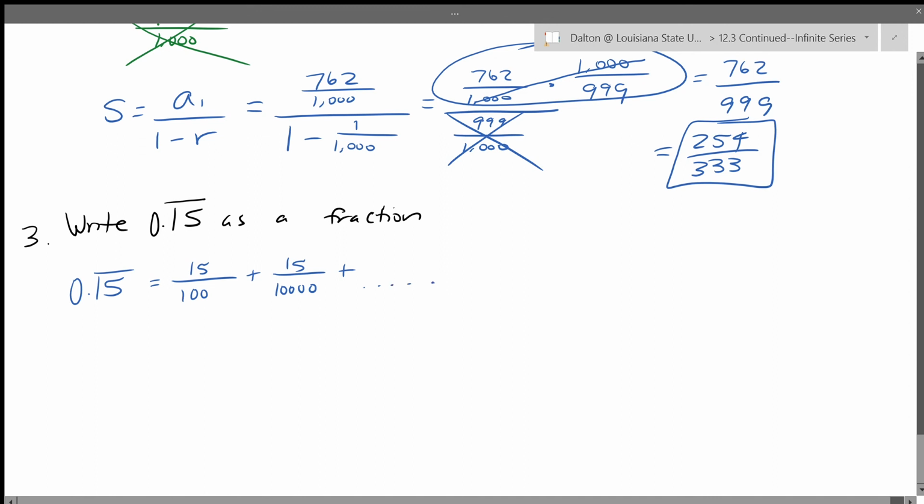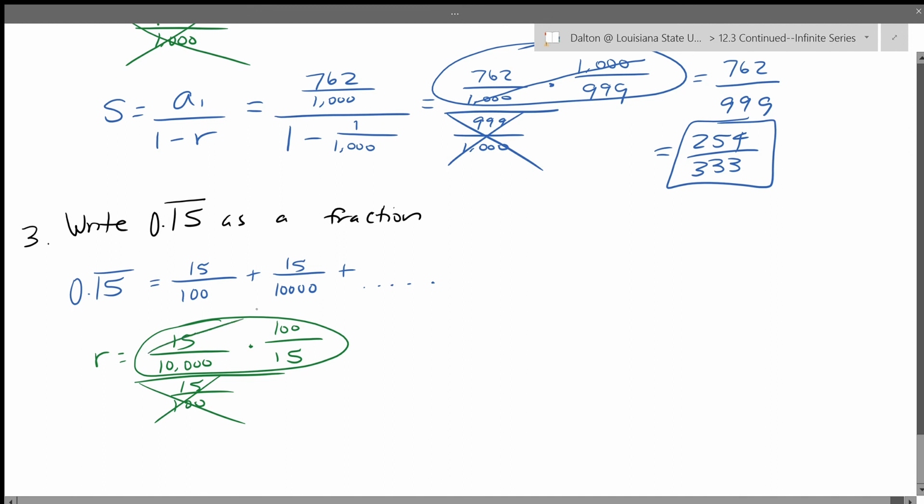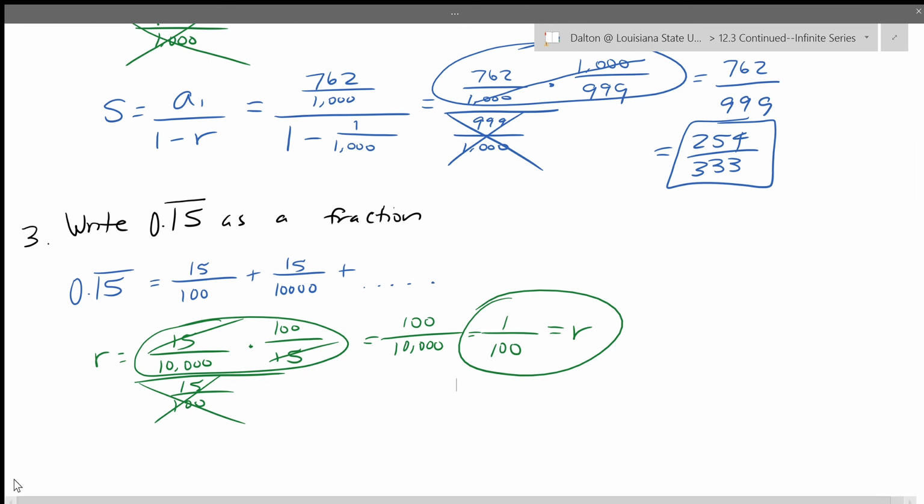plus, and you actually don't need any more than that. You really only need 2. Because when we find r, the common ratio is the second term, 15 over 10,000, divided by the first term, 15 over 100. And then instead of dividing by 15 over 100, we'll multiply by the reciprocal, which is 100 over 15. When you multiply straight across, 15 over 15 cancels, leaving us with 100 over 10,000, which is just 1 over 100. So r is 1 over 100.